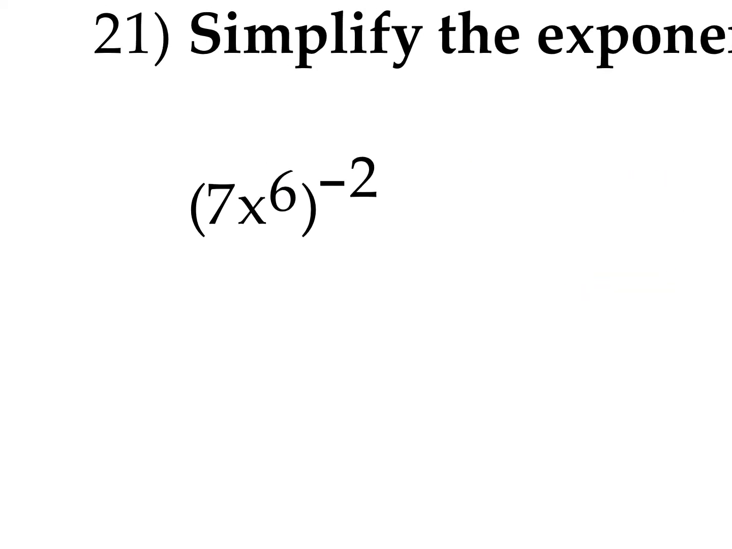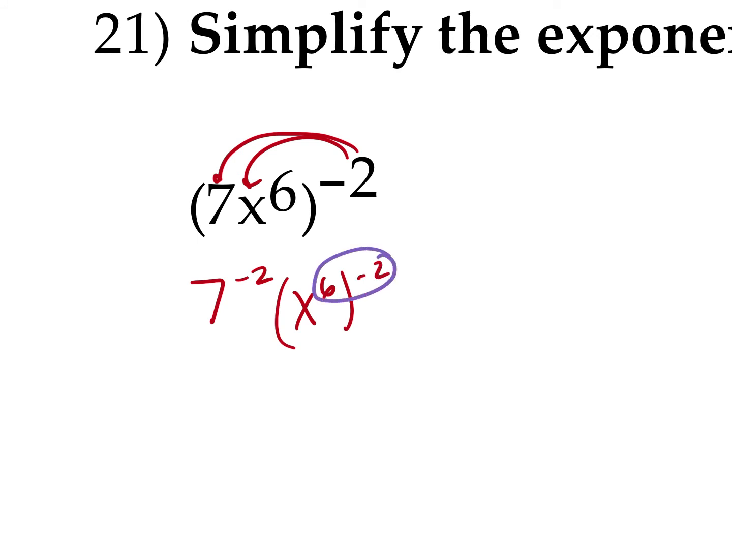What should I do first for 21? Do what with the exponents? Am I just multiplying it here? I want to distribute it first so I don't forget about that 7. So it'll be 7 to the power of negative 2, and then x to the 6th power to the power of negative 2. Next, I can multiply the exponents. So just don't forget to distribute that negative 2 to the 7 and the x. So this would be x to the negative 12th power.